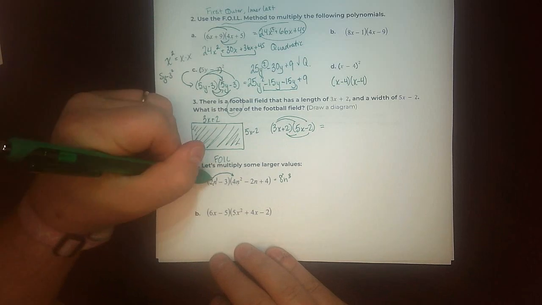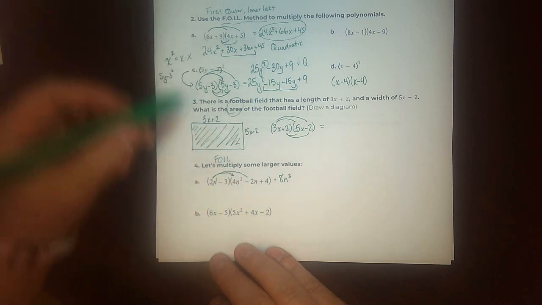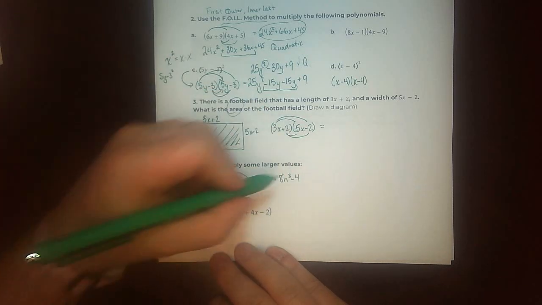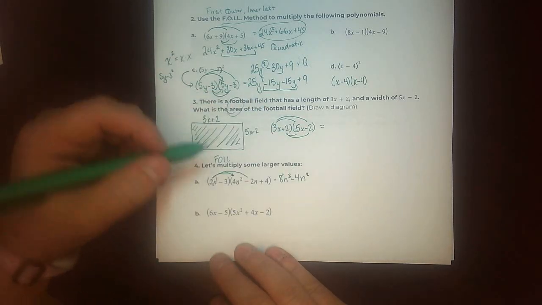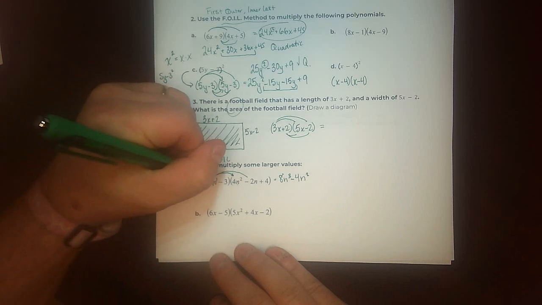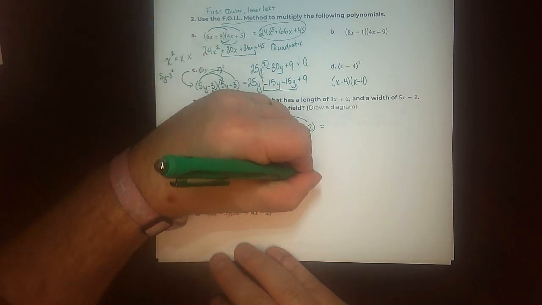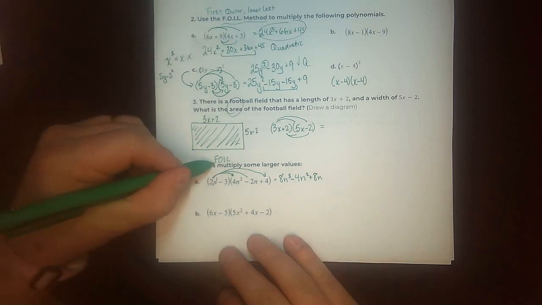Alright, so let's just distribute again. So 2n times negative 2n. Well, 2 times negative 2 is negative 4, and then n times n is n squared. And then the last one for the 2 is 2n times 4. Well, we know that's going to be plus 8n. So we're not done yet. We're done with the first part of FOIL.